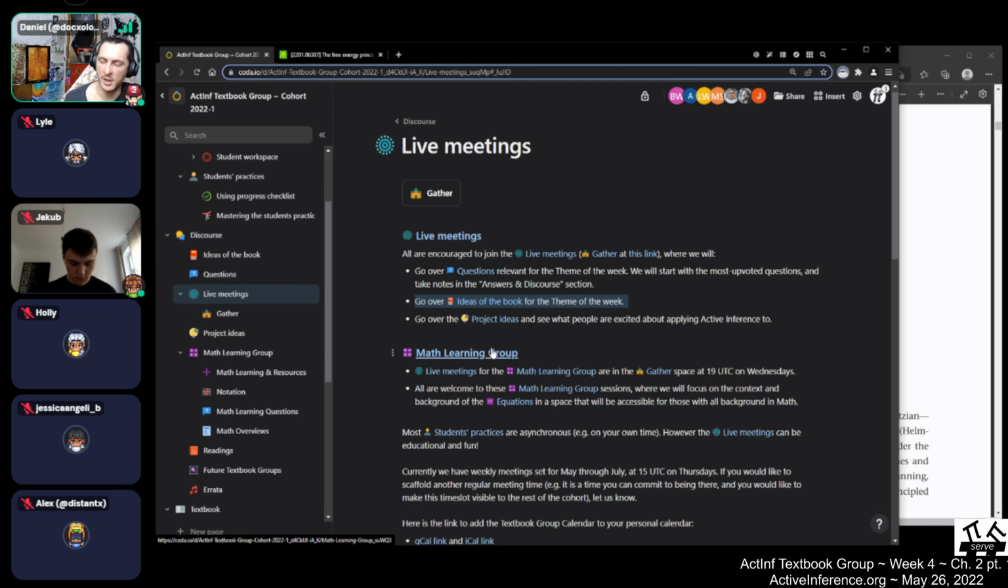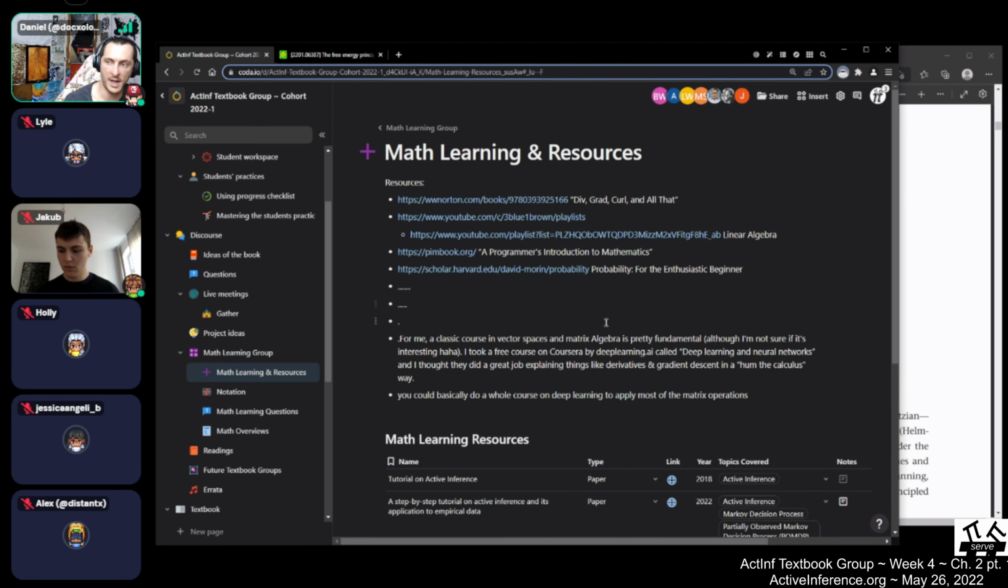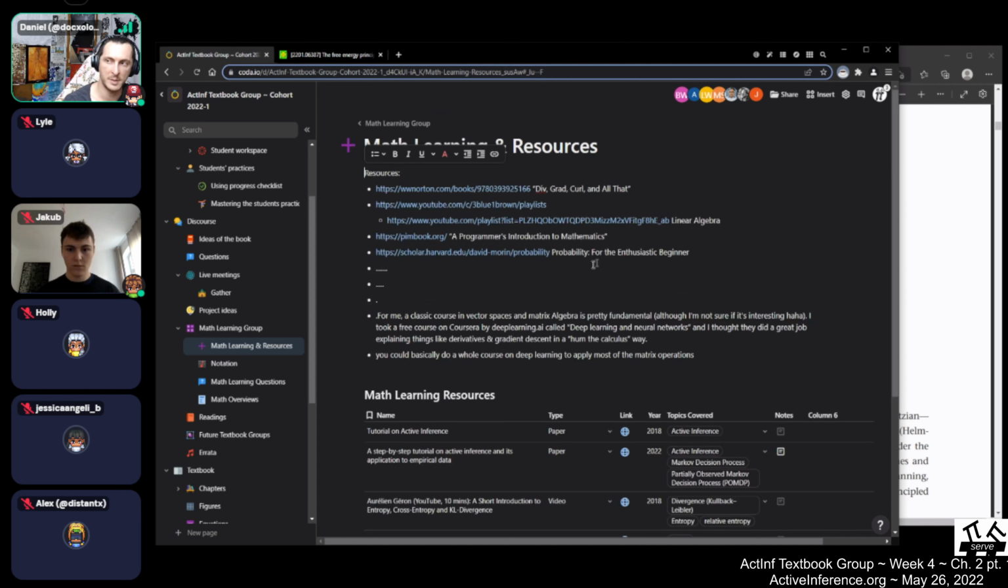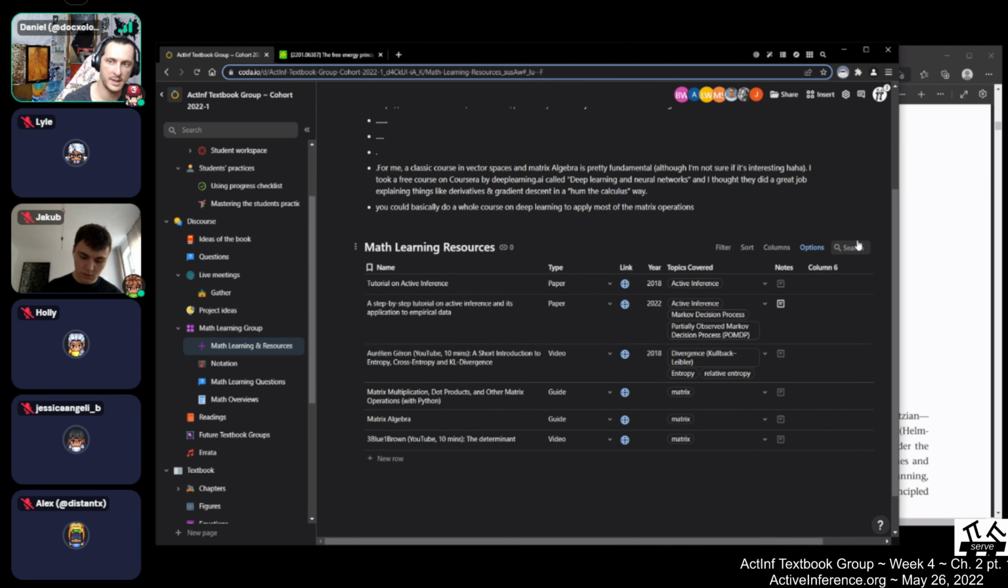Also, just a note on the math learning group. Those meetings have been occurring at 19 UTC on Wednesdays. In the math learning group, you'll find information about how to participate. You'll find and be able to edit resources on learning different topics. So this is a really helpful activity if people want to share the resources that help them learn about different ideas, and that'll help people search for a video about this.